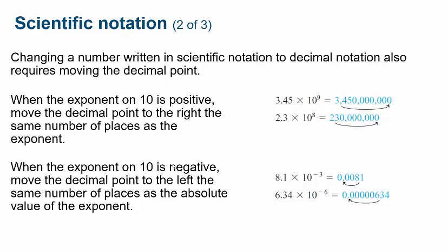When the exponent of 10 is negative, you move the decimal place to the left, the same number of places as the absolute value of the exponent. So here it's negative 3, so I'm going to move my decimal place to the left, 1, 2, 3. And then I'll fill in those extra spaces with zeros. Same thing here. I'm going to move it 6 to the left, 1, 2, 3, 4, 5, 6. And you get this number here.